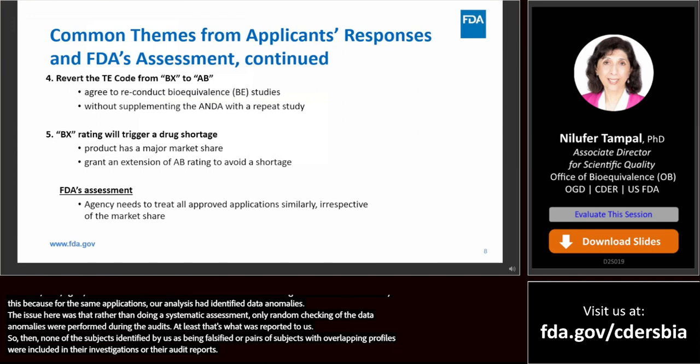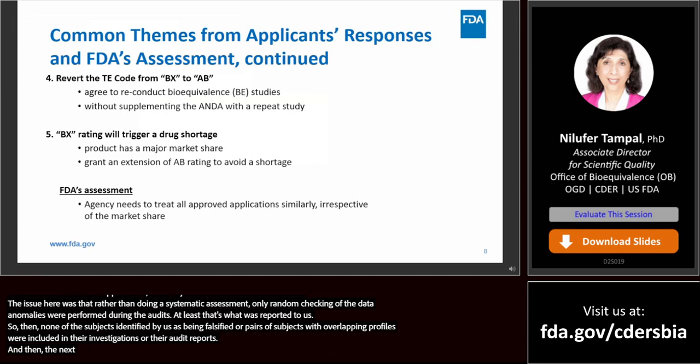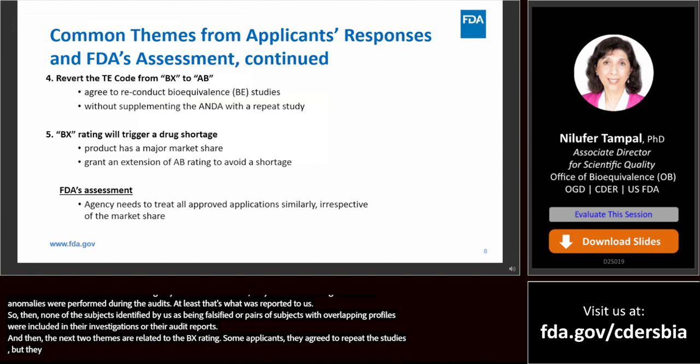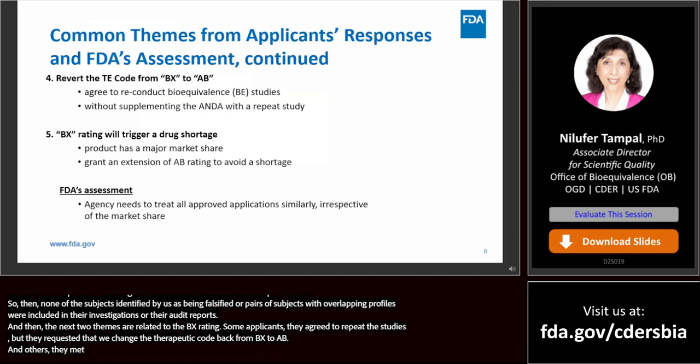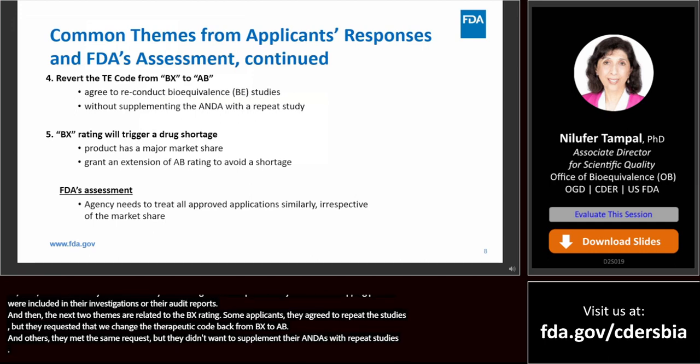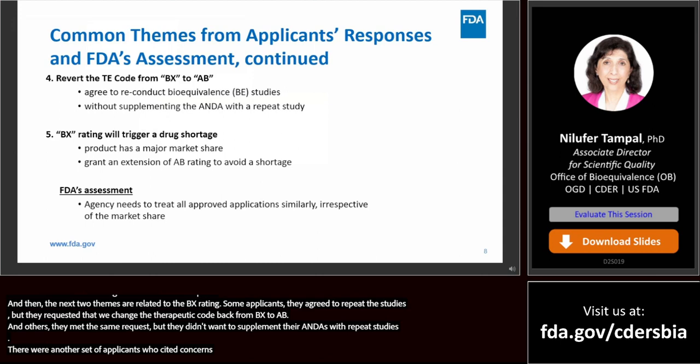And then the next two themes are related to the BX rating. So some applicants agreed to repeat the studies, but they requested we change the therapeutic code back from BX to AB. And others made the same request, but they did not want to supplement their ANDAs with repeat studies. And then there was another set of applicants who cited concerns about the BX rating causing a potential drug shortage for their drug products because they held the major market shares.